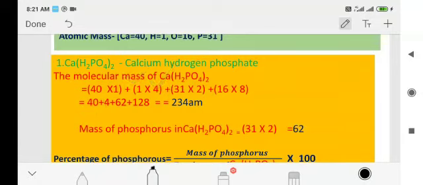Then you will find here phosphorus. This 2 is for all the elements which are present inside the bracket. So 2 phosphorus there. So that is how here it is 2 into 31. 31 is the mass of phosphorus.